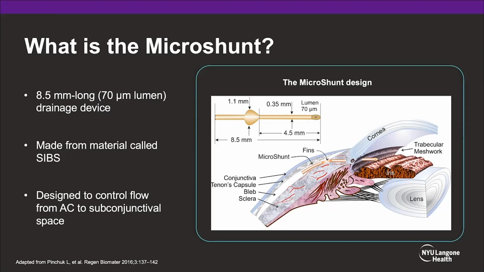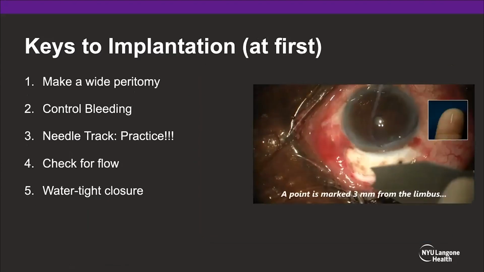One of the exciting things is that this shunt is made of a SIBS material, which is a material that's well tolerated by the human body. It's used in cardiac shunts, so it's been well tested before.